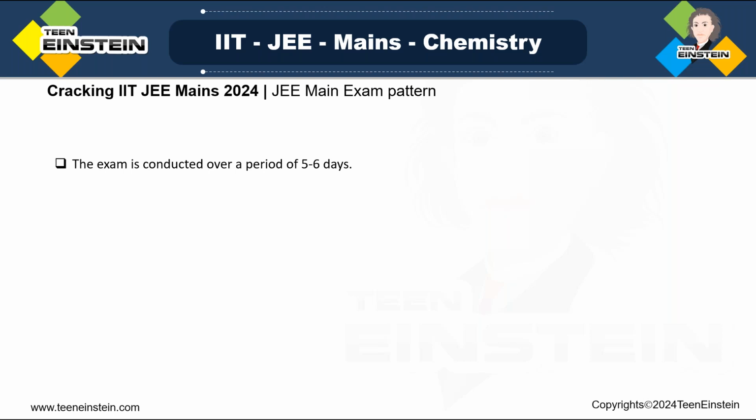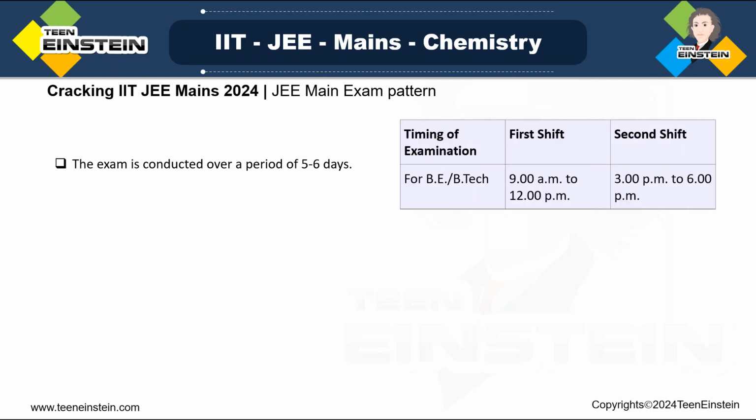Okay, and in each day there are actually 2 shifts. Now the first shift is from 9 a.m. to 12 p.m., 3 hours as you can see, and the second shift is 3 p.m. to 6 p.m. Now if you consider 2 shifts per day, so you can understand if it is 5 to 6 days, there will be 10 to 12 shifts per session. So per session means we are talking about session 1, which is paper 1, and not session 2. So 5 to 6 days, each day 2 shifts, that means 10 to 12 shifts.